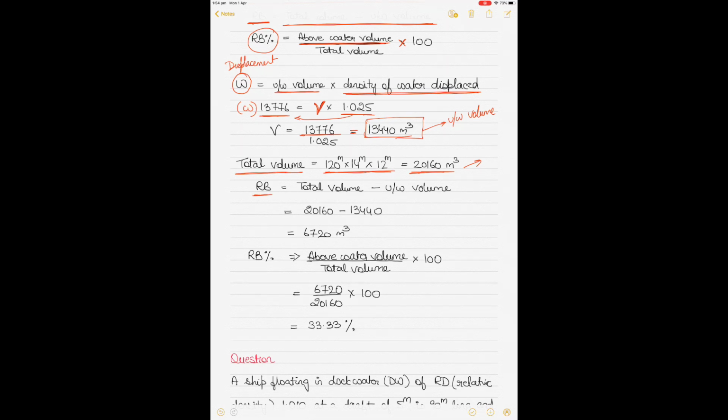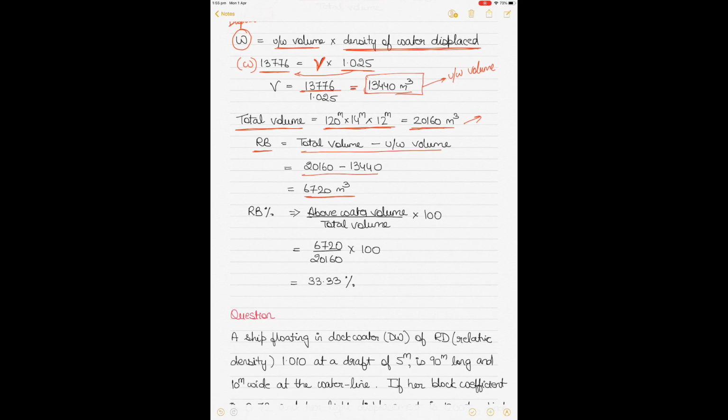So reserve buoyancy equals, you know from the above formula, total volume minus underwater volume. Just put in the values here and you get your reserve buoyancy, that is the volume of the spaces. Reserve buoyancy percentage will be equal to above water volume, which is 6720, and total volume, which is 20160. Divide them, multiply by 100 gives you a percentage. So 33.33% is your reserve buoyancy percentage.